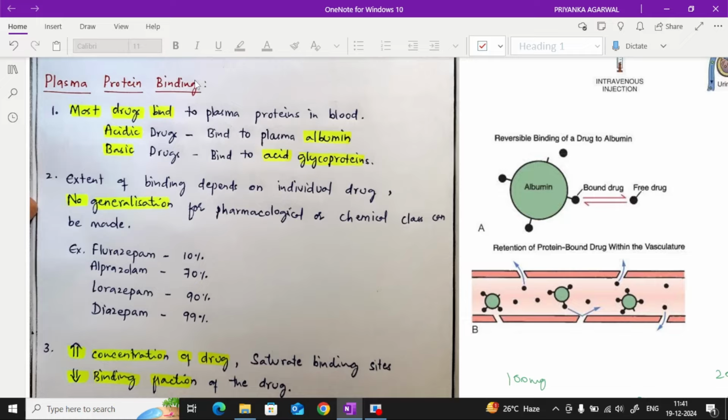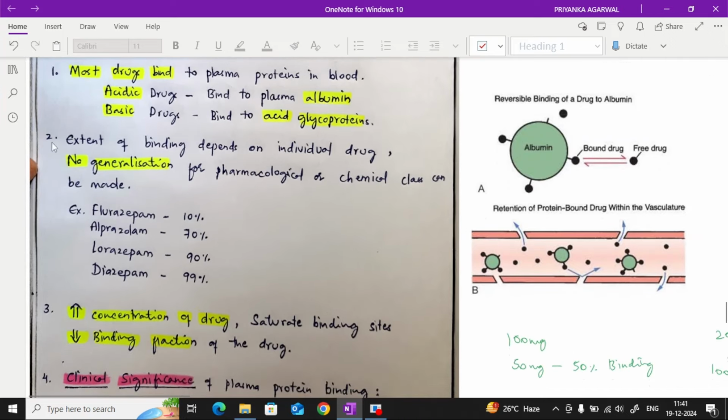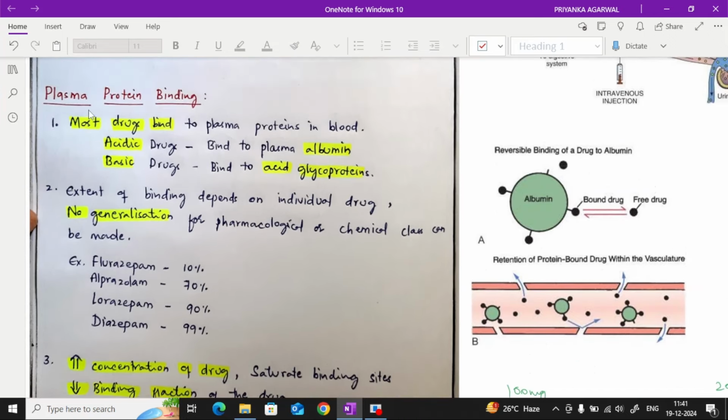So we are going to study this question in 4 points. Okay, so these are the 4 points we are going to study. Most drugs bind to plasma proteins in blood. So whatever drugs we have, most of them bind to plasma proteins. Acidic drugs will bind to albumin. Basic drugs will bind to acid glycoproteins. So albumin and glycoproteins are nothing but the plasma proteins.